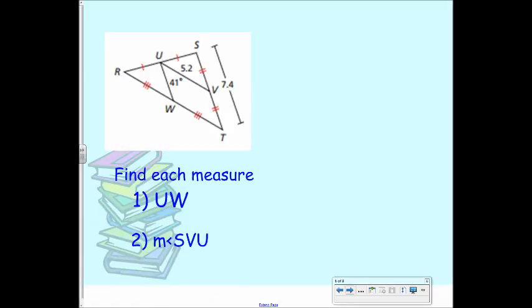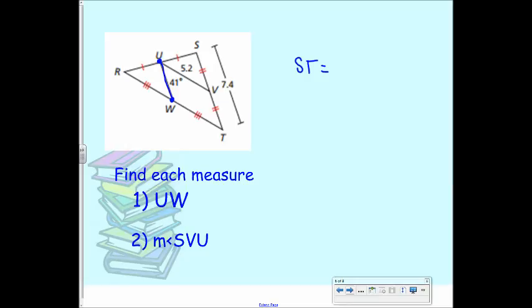Okay, so I want to find each of these measures. I want to find UW and I want to find the measure of angle SVU. So UW is where? It's right here, right? UW is right here. So if UW is a midsegment, which it is because it connects two midpoints, which side of the triangle does it go with? ST. All right, so if this is the midsegment, then this right here is the triangle side that it goes with.